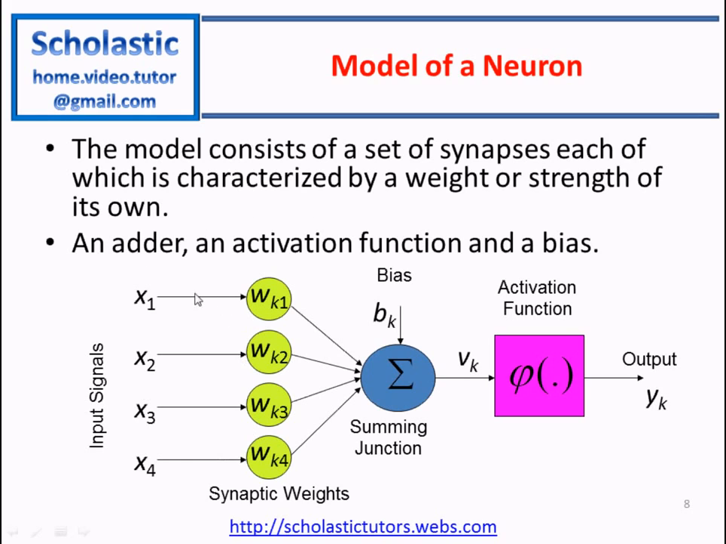It has inputs and some weights called synaptic weights, a summing junction, a bias, an activation function and an output. So the model consists of a set of synapses here, an adder, and an activation function. So let's see how we are going to put them into a mathematical form.